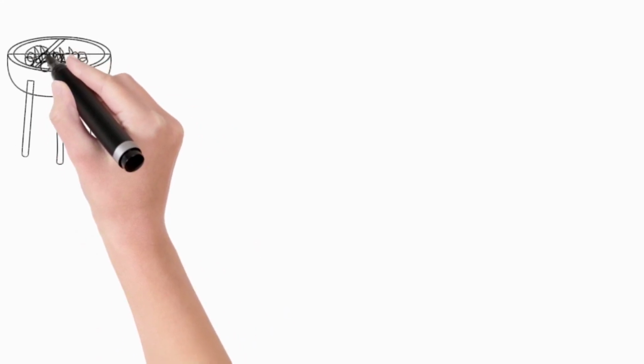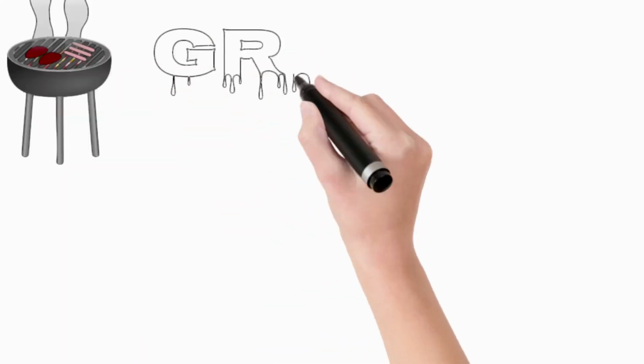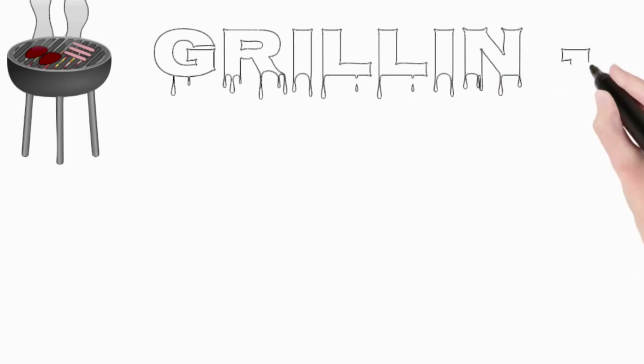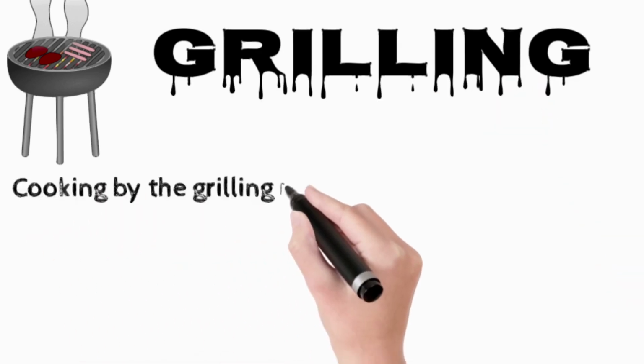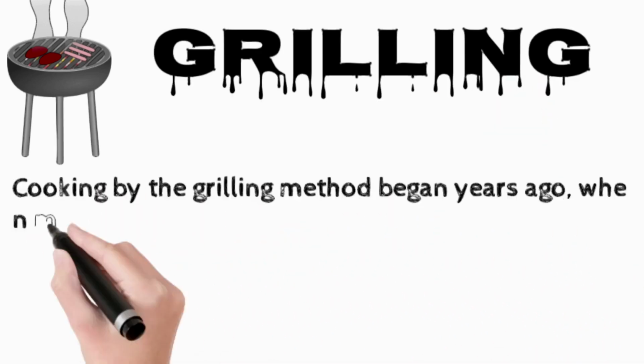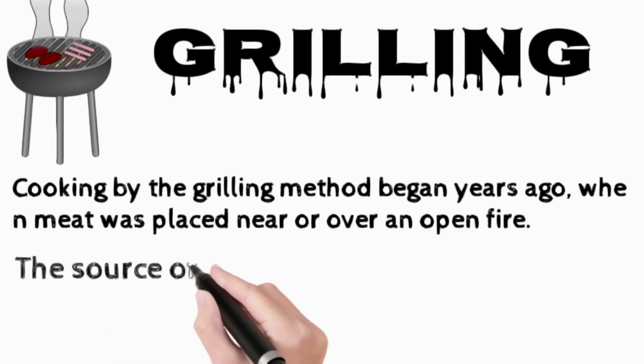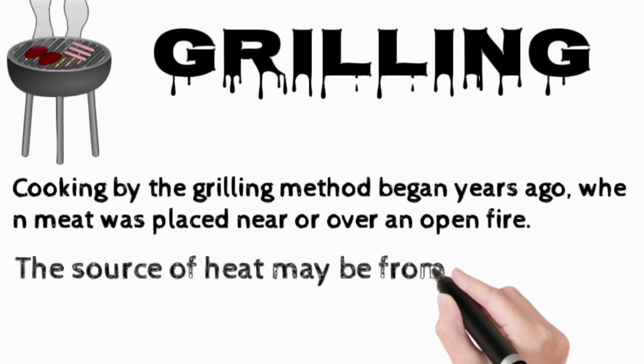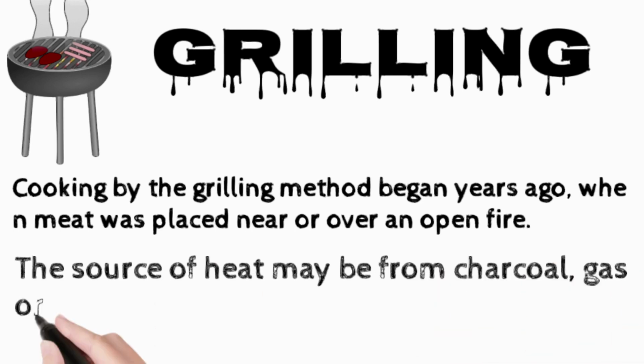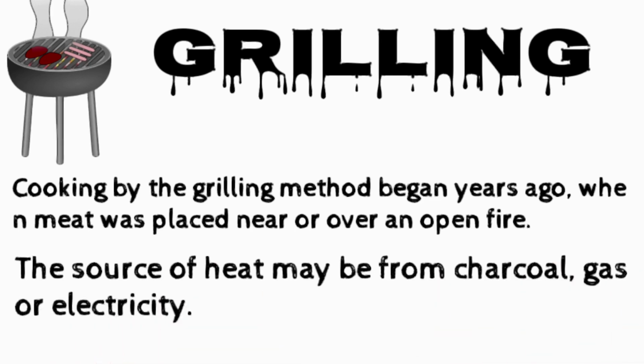Grilling. Cooking by the grilling method began years ago, when meat was placed near or over an open fire. The source of heat may be charcoal, gas, or electricity. Meat is seasoned with salt and pepper, brushed on both sides with oil and kept on top of the grill bar, and the heat radiation comes from the bottom to cook the meat.